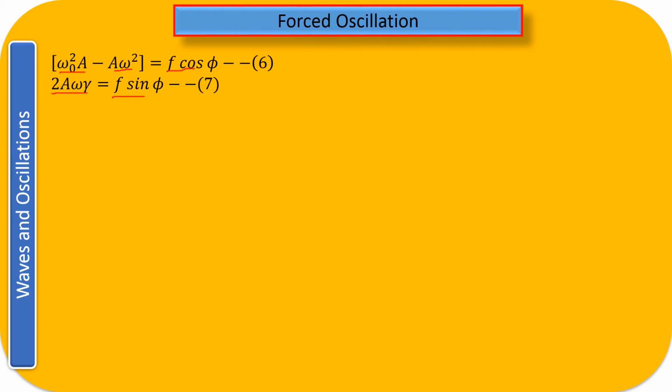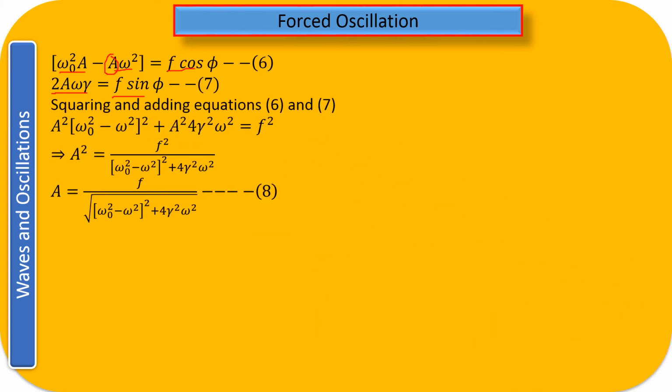So now we have to find out the value of a, which is going to give you the amplitude. So what do you do? Square and add both sides, that is equations 6 and 7, and solve it. If I square and add, it is a²(ω₀² − ω²)² because I have taken a common, and naturally plus 4a²γ²ω² equals F², because cos²φ + sin²φ equals 1. So this is how I have calculated the value of a.